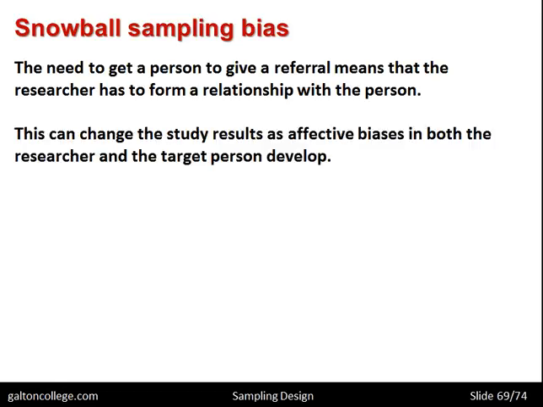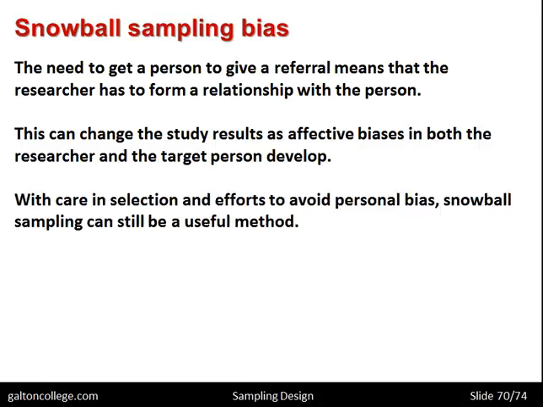This can change the study results as effective biases in both the researcher and the target person develop. So it may be that the person being interviewed or surveyed starts to give answers that they think the researcher wants rather than the true answer. So when a relationship builds between the person being sampled and the researcher, problems arise.